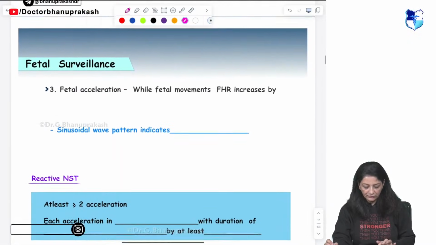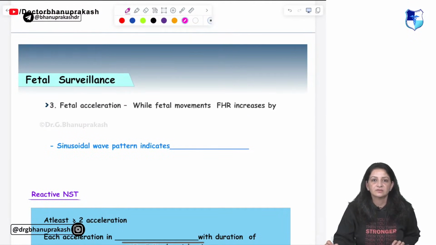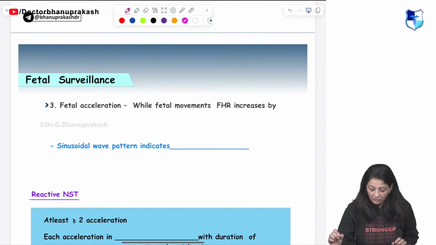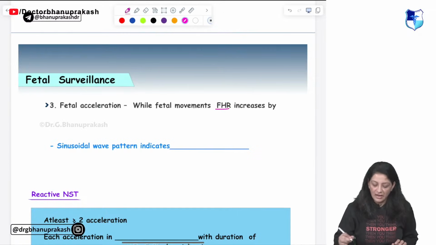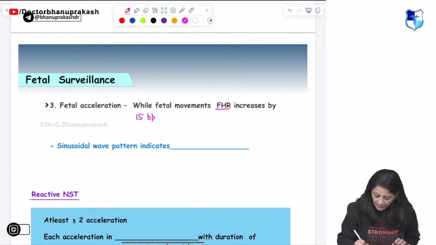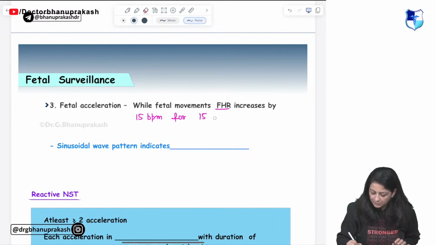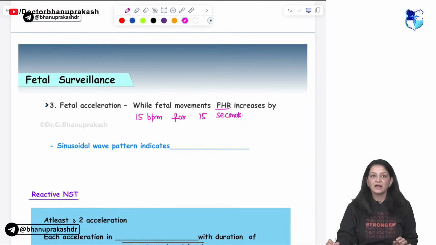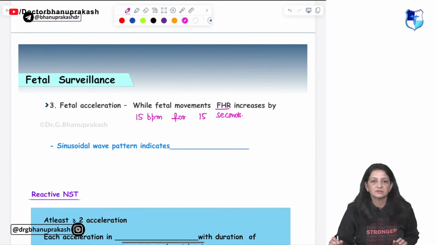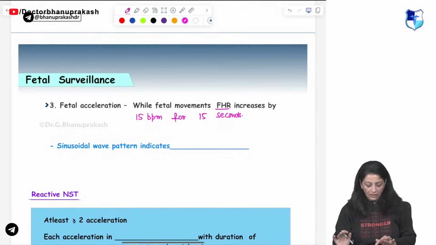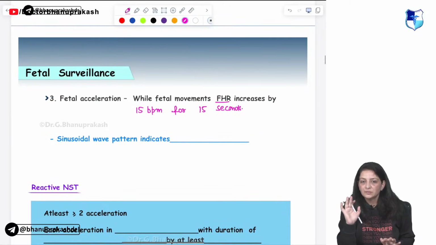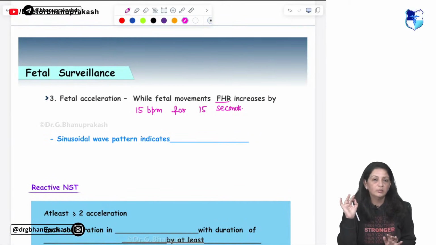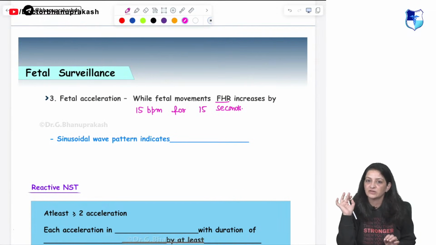Third component, fetal acceleration. So what is the meaning of fetal acceleration? During fetal movements, fetal heart rate increases by 15 beats per minute for 15 seconds. This is called fetal acceleration. Okay, now, so these are the three components. Please remember: fetal heart rate, beat to beat variability and fetal acceleration.